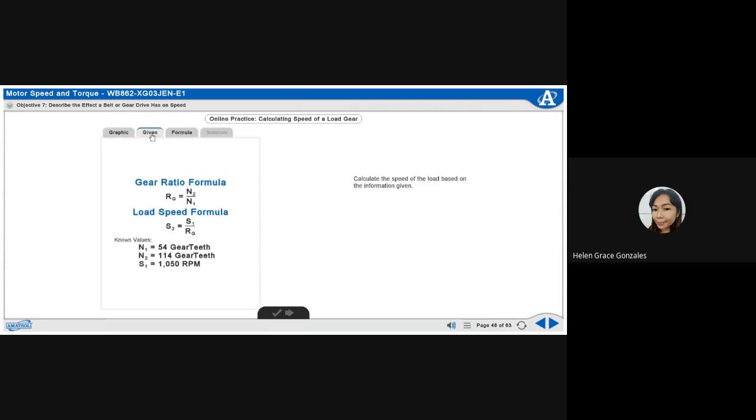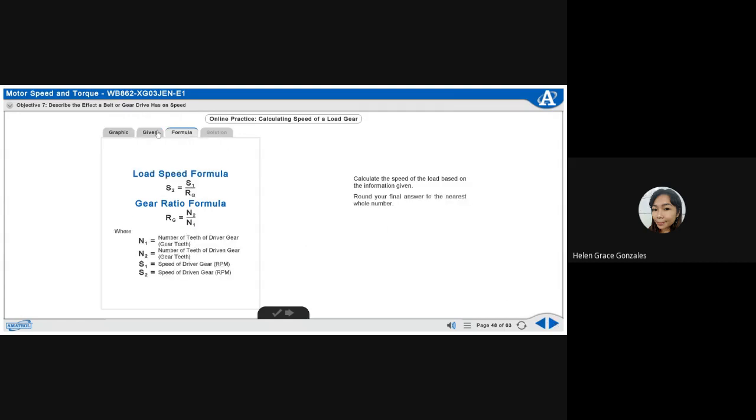Calculate the speed of the load based on the information given. Round your final answer to the nearest whole number.